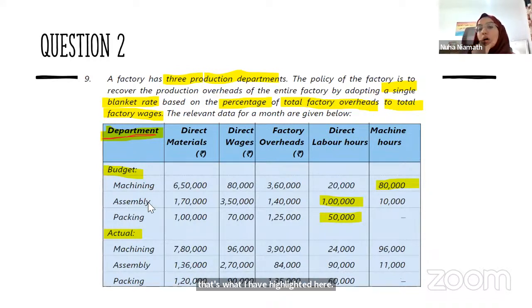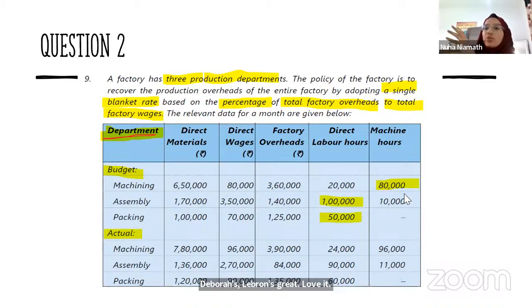For assembly department, what do you think? Machine hours or labor hours? So remember, in an assembly department, you'll be using laborers to assemble the final goods of the product, right? So labor hours, perfect. So it will be the labor hours that will become more effective in the assembly department. And packing department will also have a similar logic. So what do you think? Packing department would be labor hours or machine hours? Labor hours. Great. Love it.